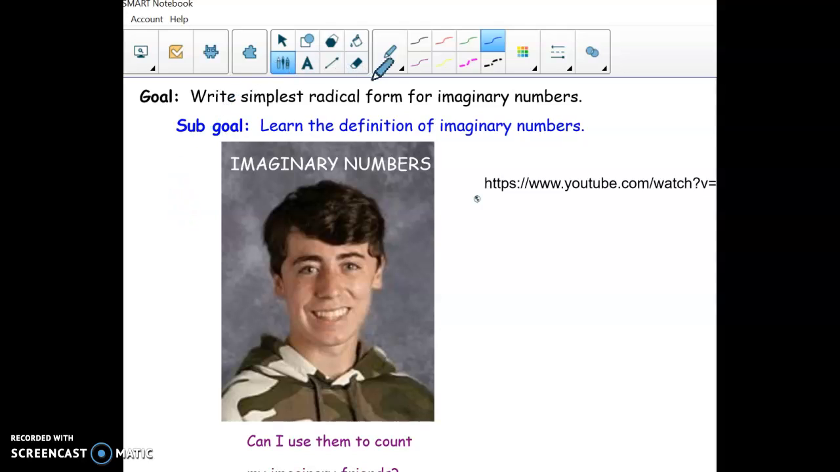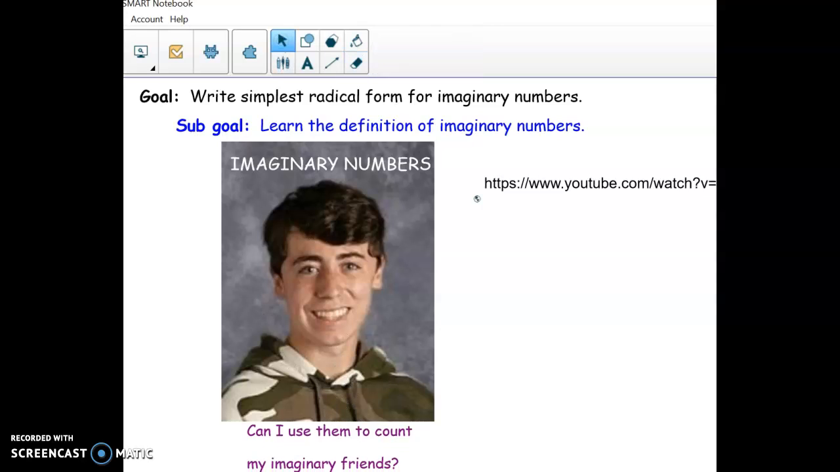All right, so we are learning simplest radical form, but on top of that, we have to learn about imaginary numbers. So one of the uses for imaginary numbers is to count imaginary friends.